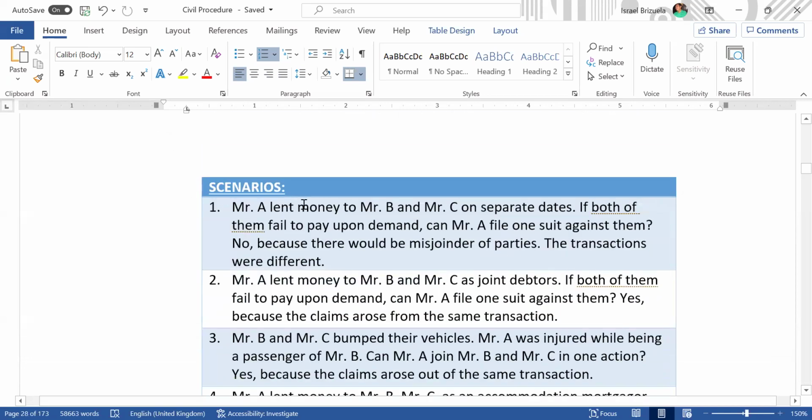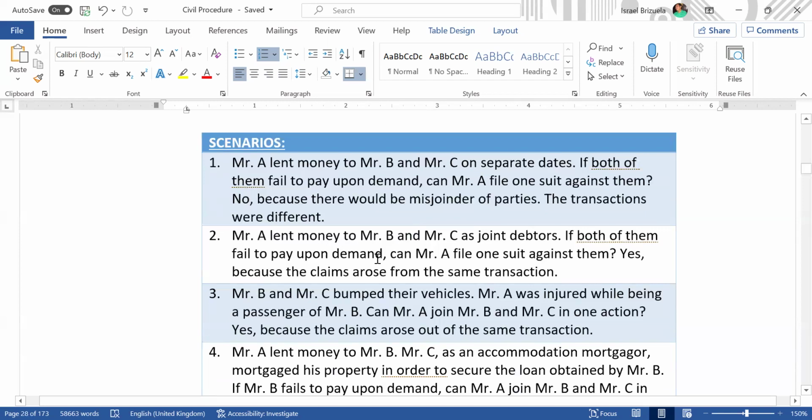Scenarios. Mr. A lent money to Mr. B and Mr. C on separate dates. If both of them fail to pay upon demand, can Mr. A file suit against them? No, because there would be misjoinder of parties. The transactions were different.